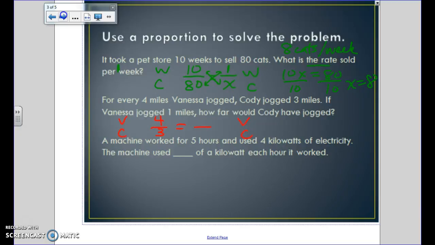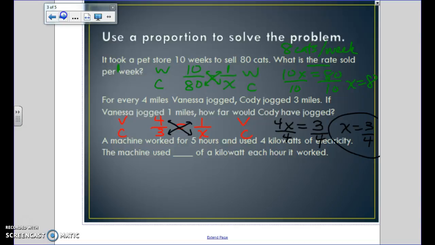So if Vanessa jogged 1 mile, how far would Cody have jogged? And that's what we don't know. It's an unknown. You can use any variable you want, but X is one of those common variables that Mr. Gillum likes to use. When I cross multiply to solve my proportion, for X equals 3, divide both sides by 4. I know X must equal 3/4.